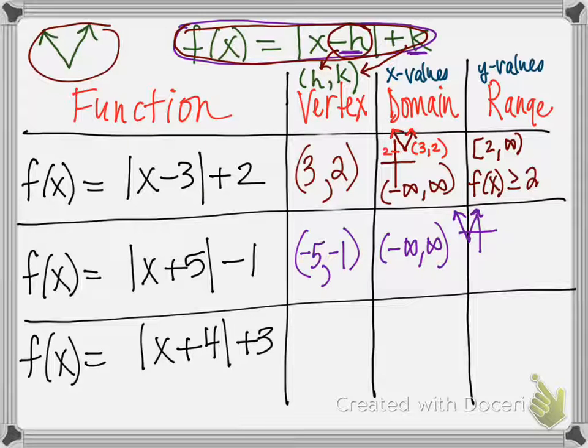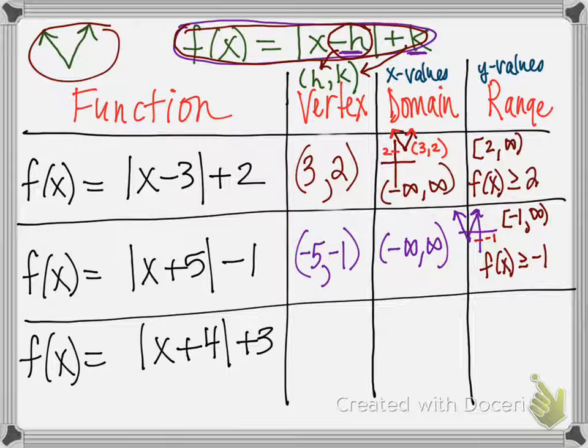So again, what is the lowest y value? Because that's what you have to consider first. The lowest y value here is -1, right? So the lowest is -1, and then because the V shape goes up forever, it goes to infinity. So I'm going to write this two different ways. So the lowest was -1, comma, and then the highest is infinity. Or you could say f of x, the y values, are greater than or equal to -1.